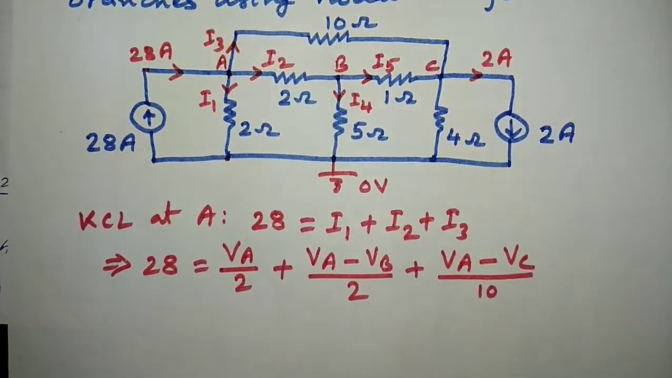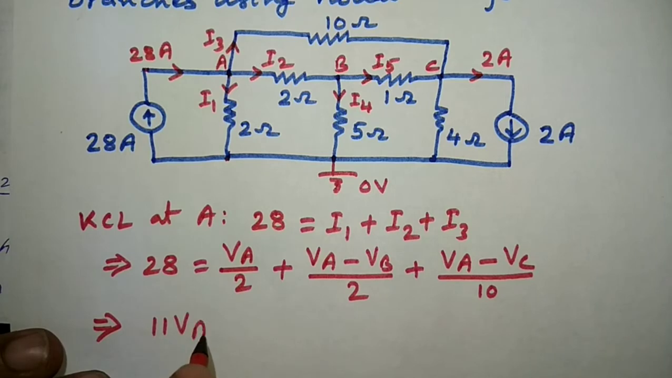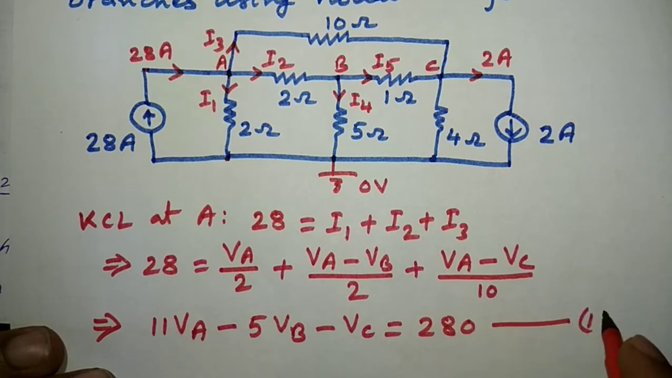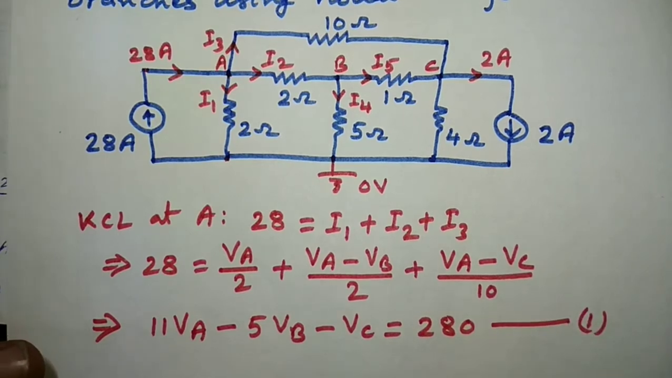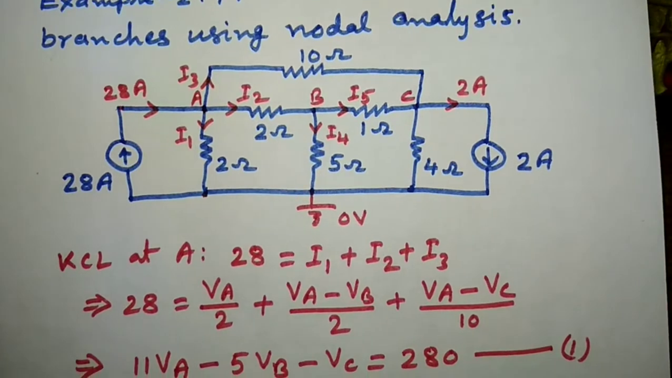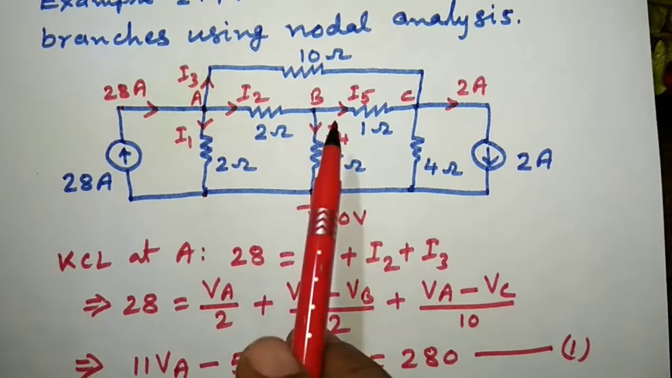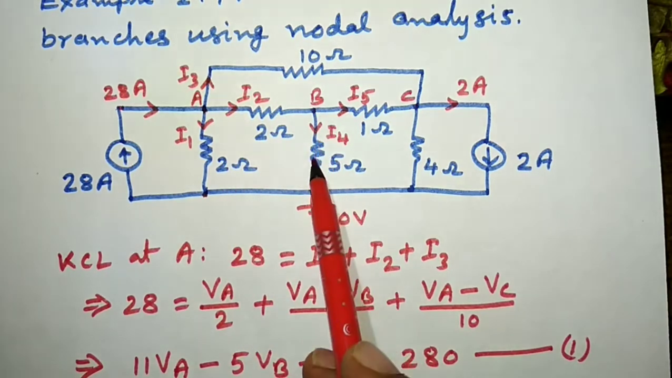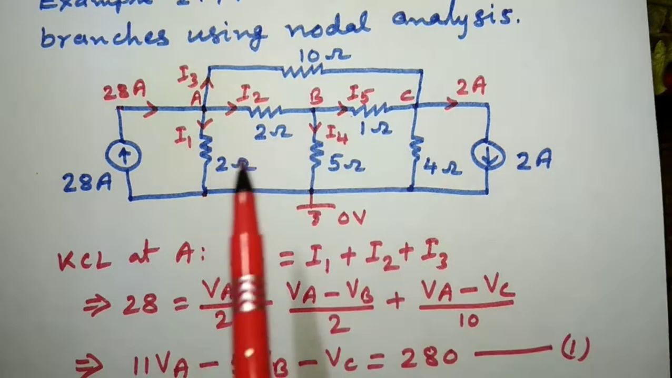If we simplify this equation, the equation becomes 11 VA minus 5 VB minus VC equal to 280. Equation number 1. Next, apply the KCL at junction B. For junction B, I2 is the incoming current, I4 and I5 are the outgoing currents.